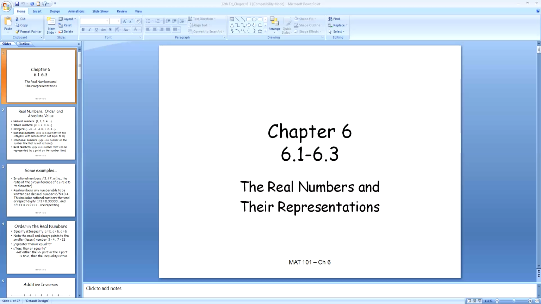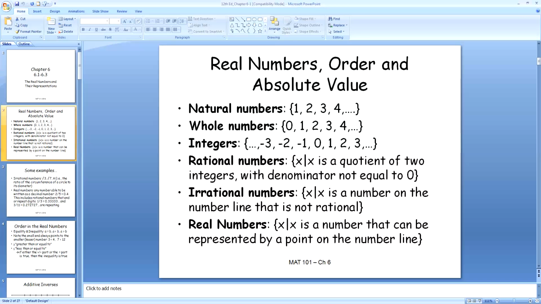Welcome back, everyone. We're talking about Chapter 6, the real numbers and their representations, in Math 101. Last time we saw this slide about real numbers and similar types of definitions. Natural numbers, again, are the counting numbers, the set 1, 2, 3, 4, etc. Whole numbers are the set of natural numbers plus 0. Integers are the same thing, except you start going negative.